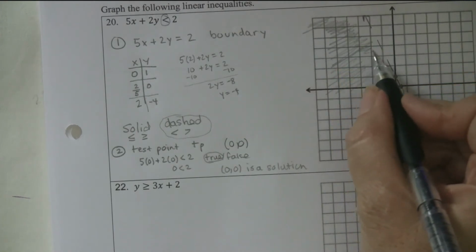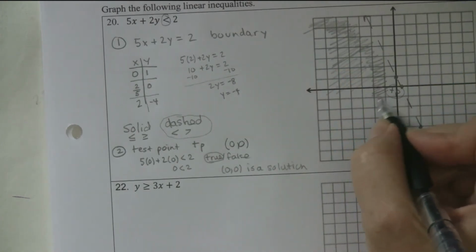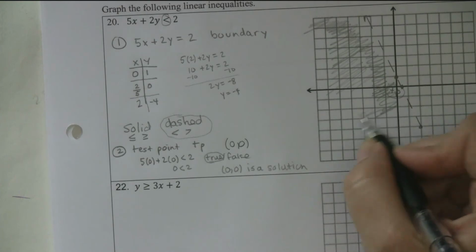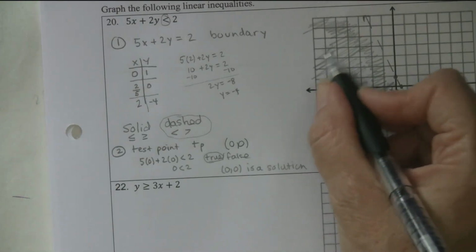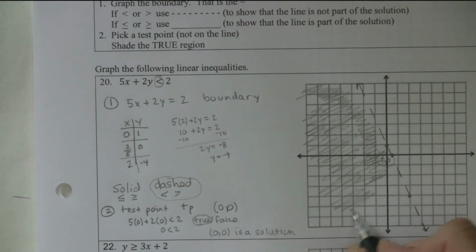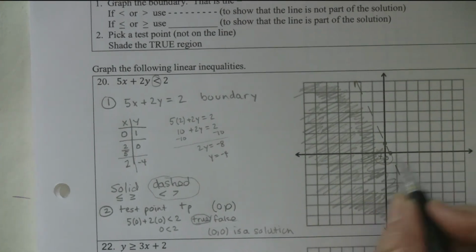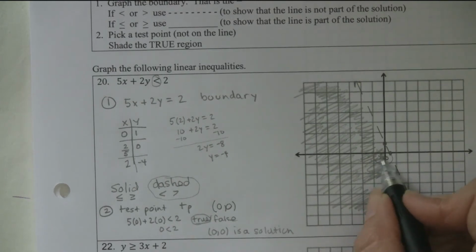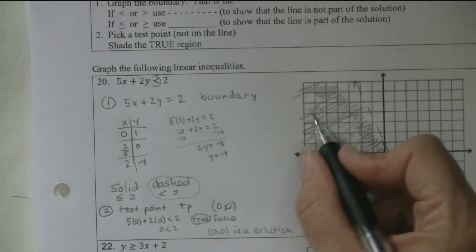They have that in common. All the solutions are on one side of the line. The line is the boundary between solutions and not solutions. So you want to shade the true region. And our true region was where 0, 0 is. Over here would have been the false region. And so that's why you care where your test point is.